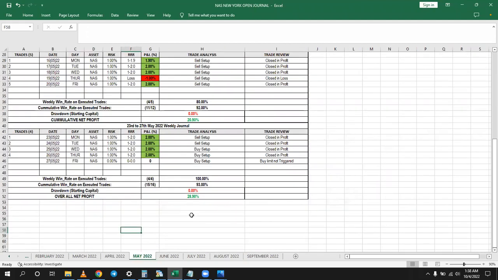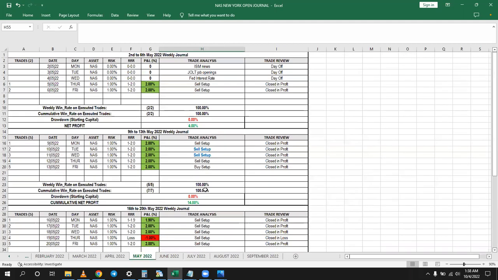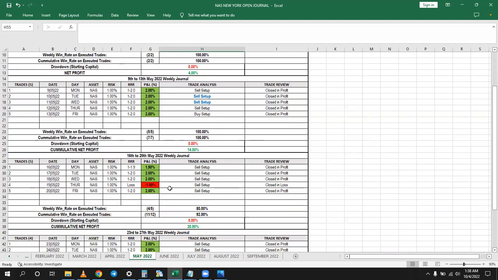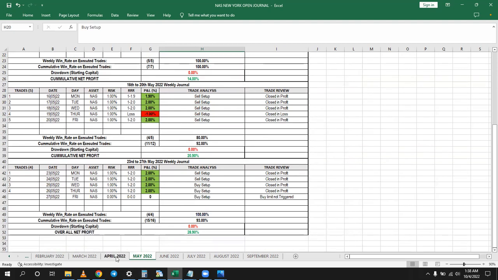Then May, we had a 28.9% overall profit with a 93%. So meaning we only had one losing trade for the entire month, right? If I was able to go through the setups, you guys would just be amazed by how this model repeats itself over and over again during the session.